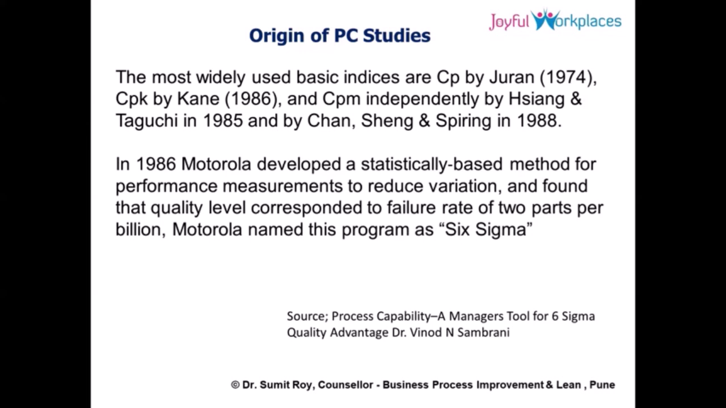In 1986, Motorola developed a statistically based method for performance measurement to reduce variation. And that was the beginning, actually, of what we call in today's context the Six Sigma concept. They found that the quality level corresponds to a failure rate of 2 parts per billion. So many people get confused about why sometimes they talk about 2 parts per billion and why it is sometimes referred to as 3.4 parts per million, which I have already explained to you.